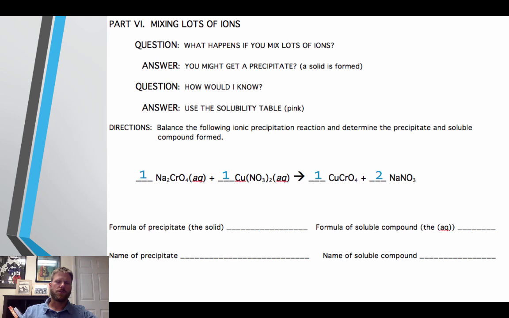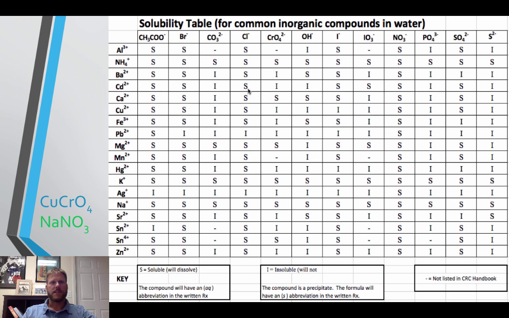So which product is a precipitate? Which product is still soluble? Well, we're going to use our solubility table to help us figure it out. But first, let's look at the ions we have to look up on our solubility table. So we're going to break our products up into the ions that make them up. So that's copper 2 plus and CrO4 2 minus for copper chromate, and then Na plus and NO3 minus for sodium nitrate.